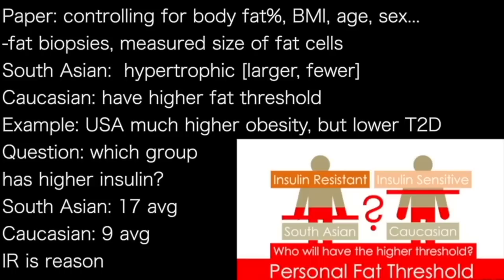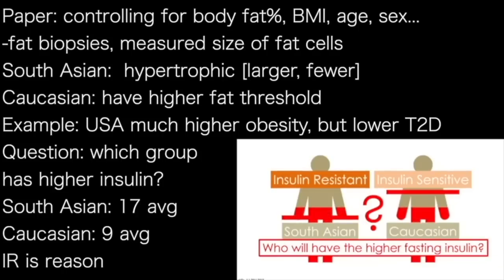This disconnect that we see from the US to, say, India, where within the United States, we have much, much higher levels of obesity. But if you look at diabetes, India has higher rates of type 2 diabetes, despite being leaner than the average American, with being such a heavy Caucasian population.